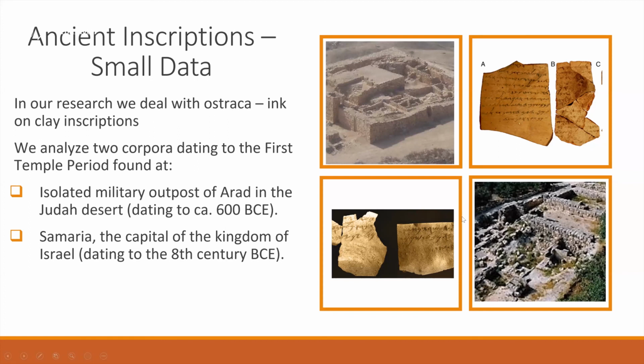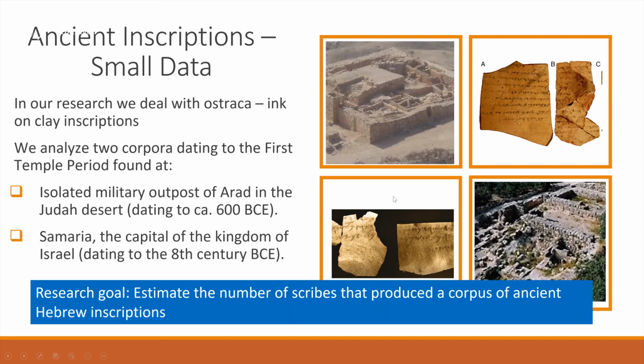Later, we also have the Samaria corpus, which was written 200 years earlier, in the 8th century in the Israel kingdom, where Samaria is the capital of this kingdom. And we are talking about the glory times of Samaria, where it was the capital, with all the implications of it. So these are the two corpora that we are talking about. And we wanted to estimate the number of writers in those corpora.